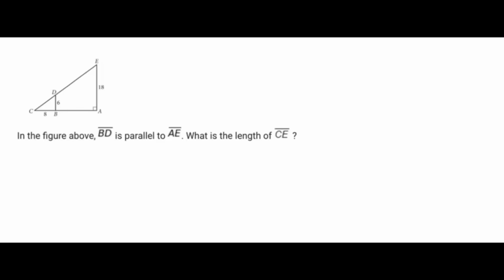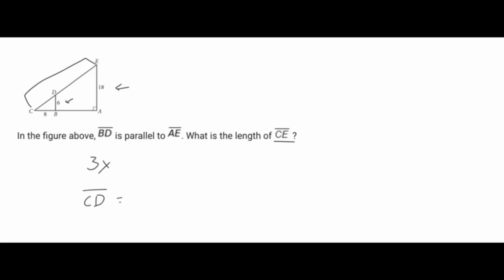So here, we're trying to find CE, this side right here. First off, what is the scale factor? We know the two corresponding sides here, 6 and 18, so that's a scale factor of 3 between those two triangles. Now we just want to find the missing side length CD, because if we find that, we can scale it up in order to find CE.